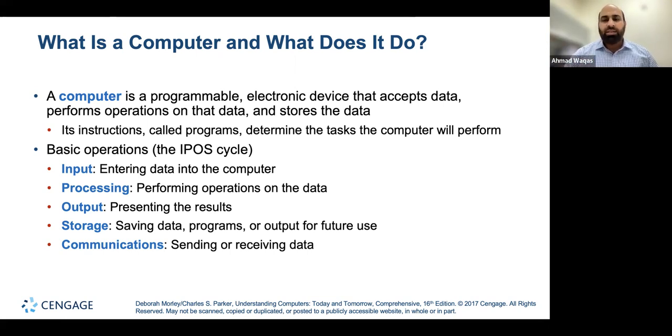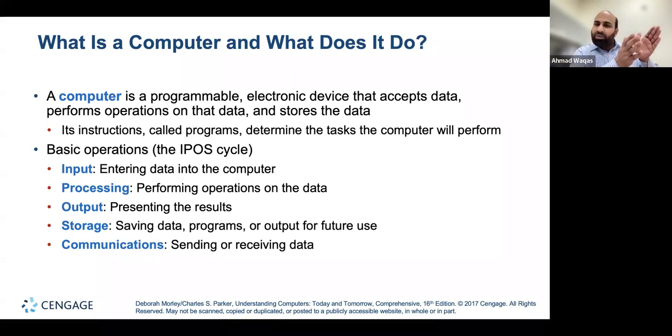So a computer is a programmable device, meaning that whatever you want the computer to perform, you can give those instructions. For example, a robot is an example of a computer. If you want the robot to assemble your car or do something, you can give those instructions in the form of a program, right? So that's what we mean when we say the computer is programmable. It's an electronic device. It accepts the data, performs some operations on that data, gives you the information, and stores that data for future use.